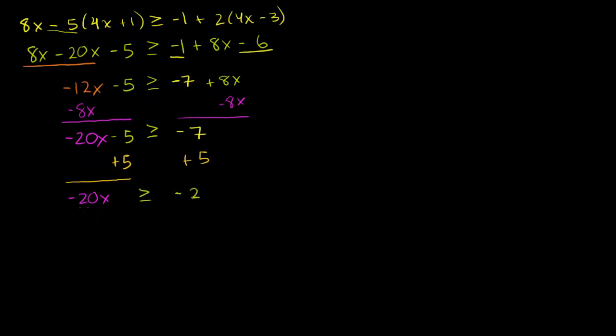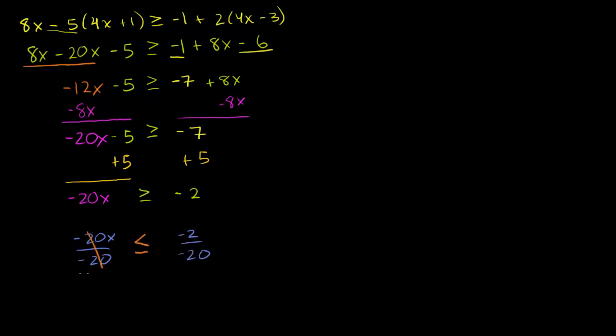Now we're at an interesting point. We have negative 20x is greater than or equal to negative 2. We want to divide both sides by negative 20. But we have to remember, when you multiply or divide both sides of an inequality by a negative number, you have to swap the inequality. So if we divide this side by negative 20 and we divide this side by negative 20, we have to swap the inequality. The greater than or equal to has to become a less than or equal sign.